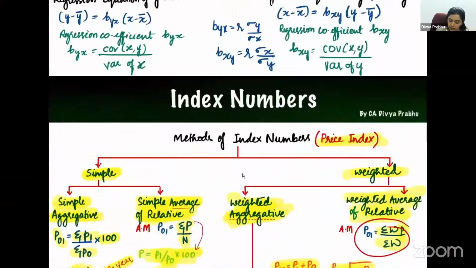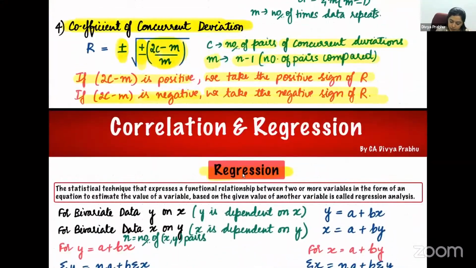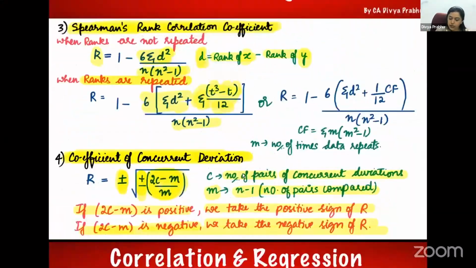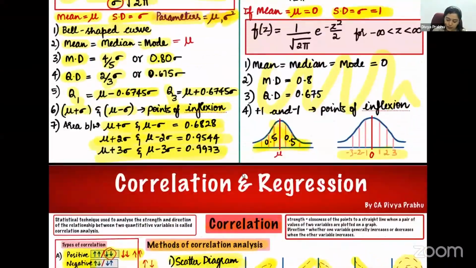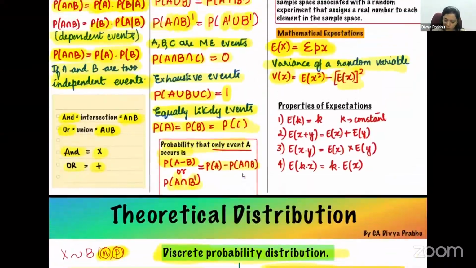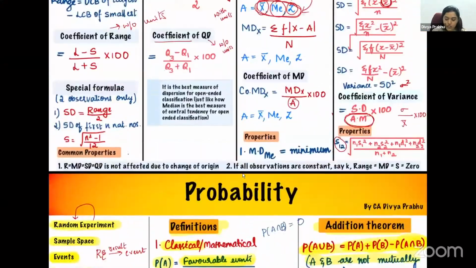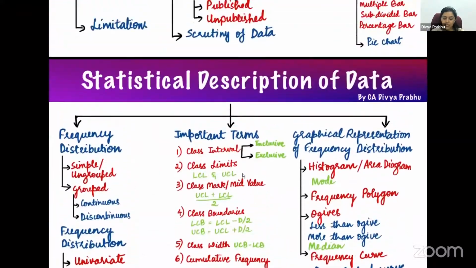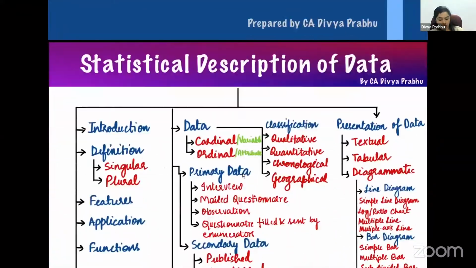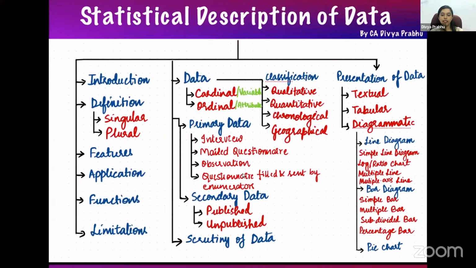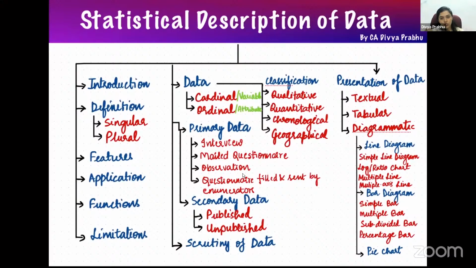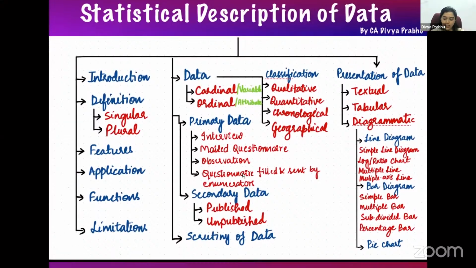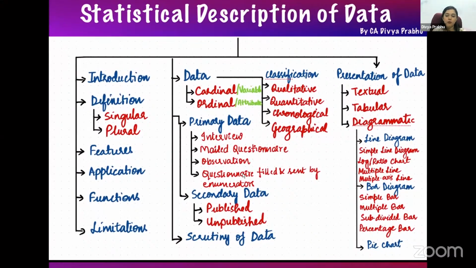So now I think we have covered all the chapters. Index number is done. Correlation, regression is done. Theoretical distribution is done. Probability is done. Measures of central tendency and dispersion is also done. So now we only have the last chapter, which is actually a theory chapter. I don't want to get into the details of this chapter because it's purely theory. No matter how much I explain, you still have to end up studying. So I'll just take 5 minutes and quickly brush up what is important, what is what. That's all. Okay.